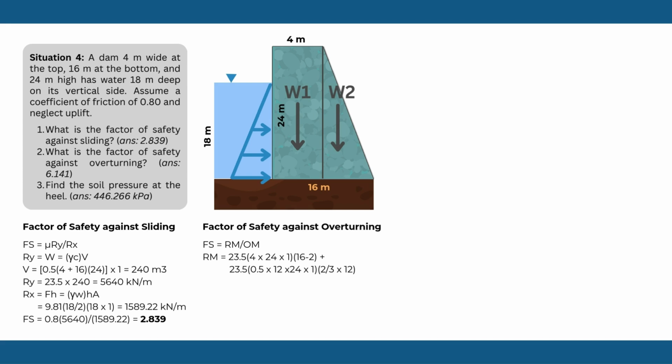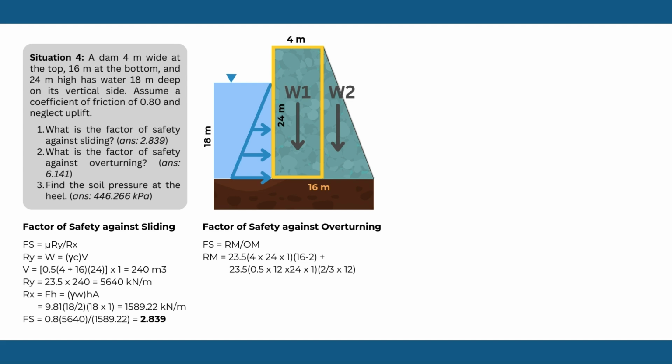Solving for the moment caused by our weight 1 muna, kunin muna natin yung value ng weight. So unit weight of 23.5 times volume. And to get the volume, area lang ng 4 times yung height ng dam natin which is 24, tapos times din natin sa assumed na dam width na 1 meter. That would give us the magnitude for our weight 1.